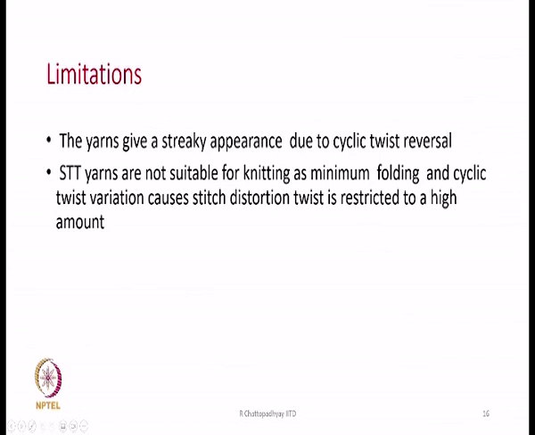STT yarns, that is self twisted yarns, sometimes they are twisted again. The self twist yarn is taken and we again twist them, but these yarns are not suitable for knitting, as minimum folding and cyclic twist variation cause twist distortion, and twist is restricted to a very high amount. So, that is the problem, that is the twist distortion, that is, the loops will be very much distorted.